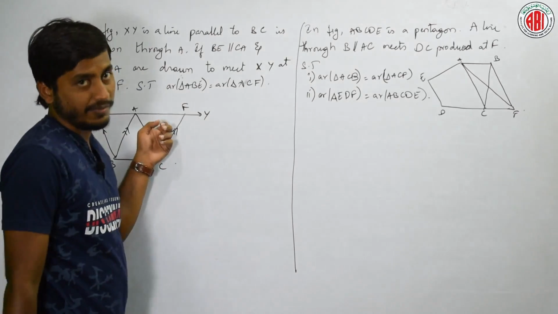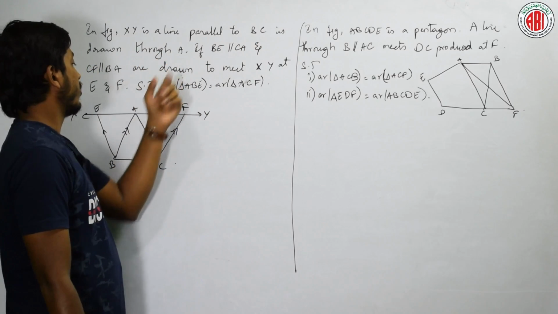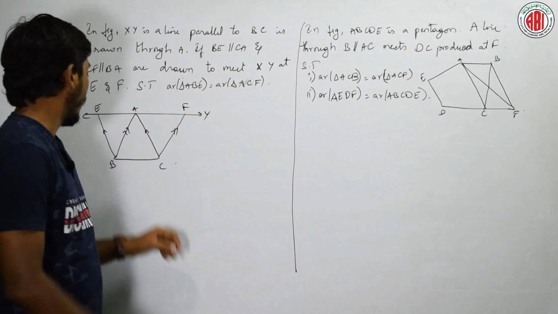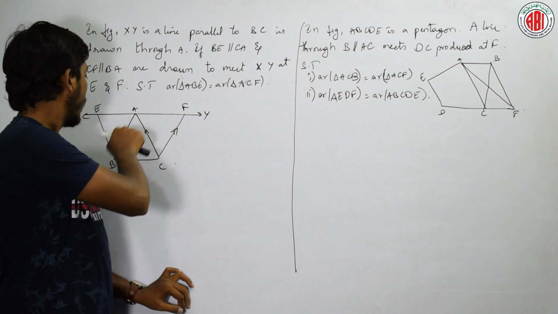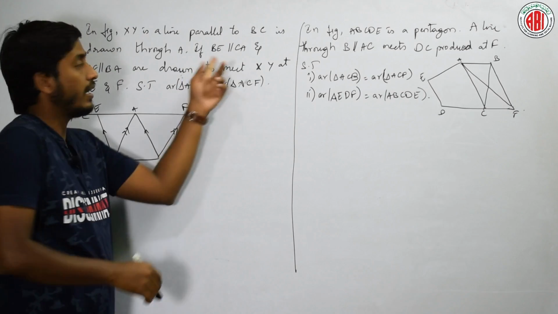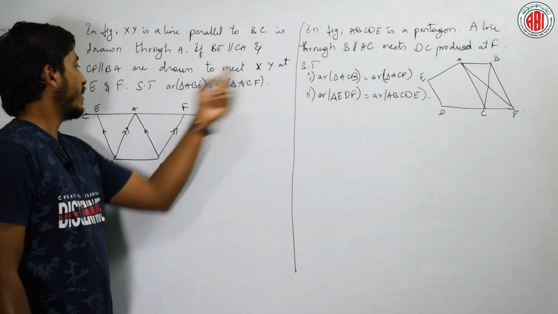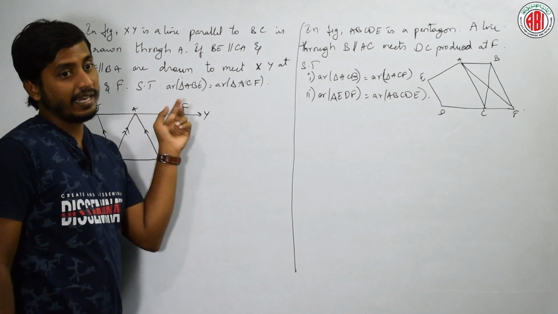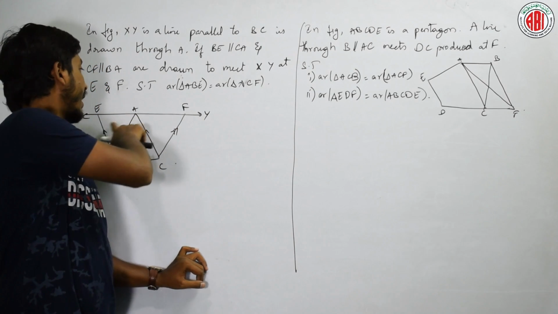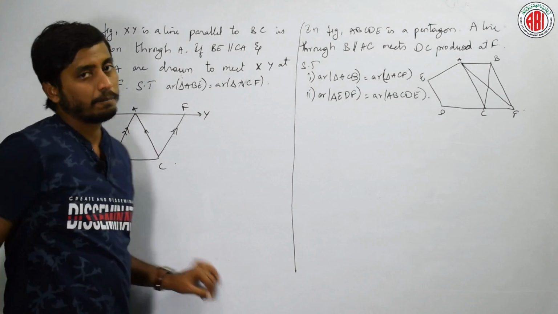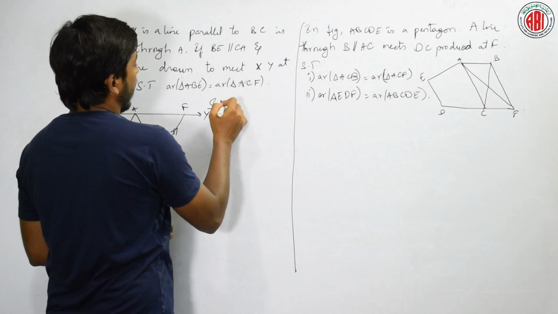He is telling that in this figure, XY is a line parallel to BC, drawn through A. If you observe here, BE is parallel to CA and CF is parallel to AB, and they are drawn to meet XY at two different points, that is E and F. Then he is asking us to show that the area of ABE is equal to the area of ACF. Okay, did you understand? Now let us take two pairs of lines.